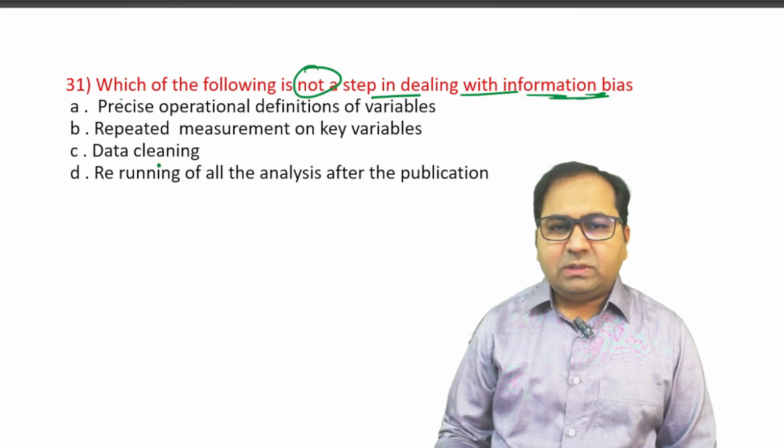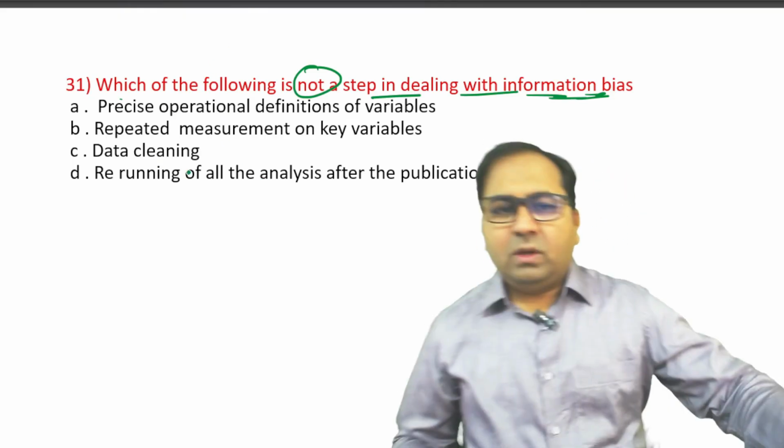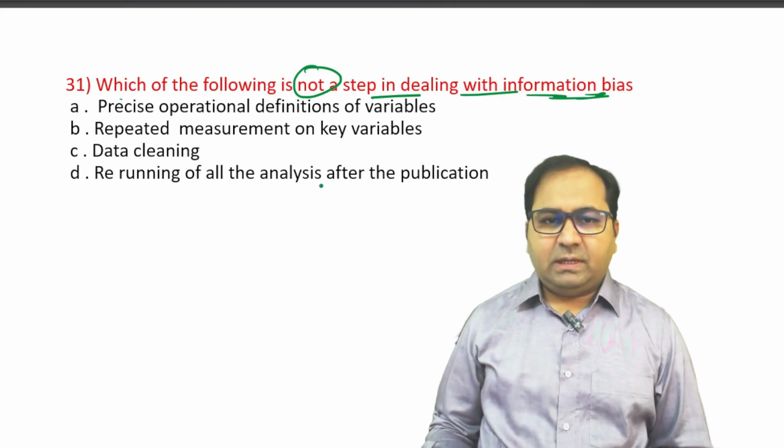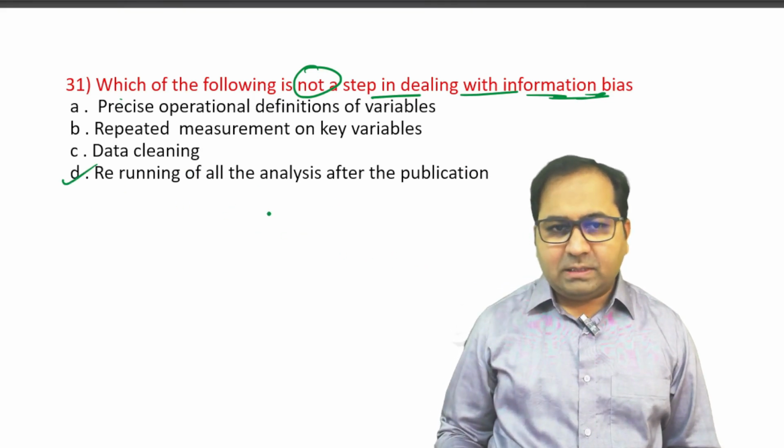Please go back to previous questions. We have discussed all the steps. There are around 7 steps in the process. So the answer for this question is option number D, that is rerunning of all the analysis after the publication.